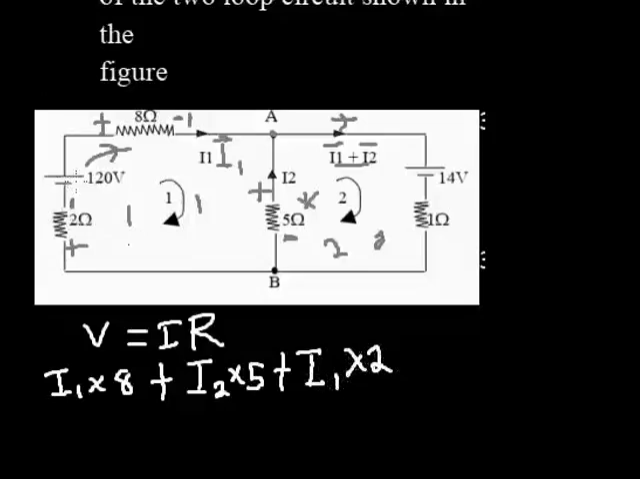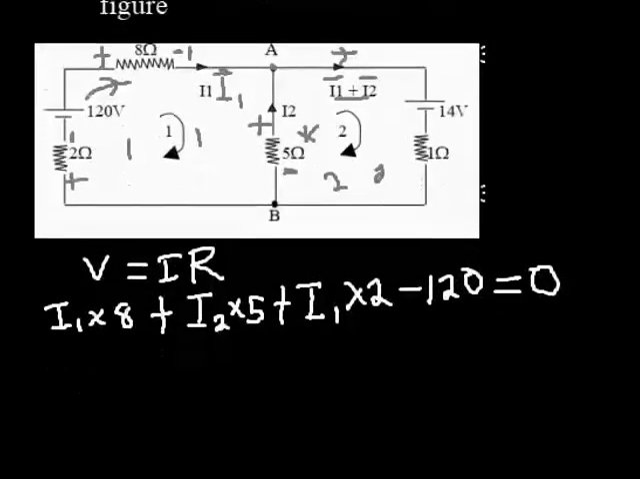Then I now encounter the voltage source. I encounter the negative part of the voltage source, so that's going to give me minus 120. Now, according to Kirchhoff, if I add the whole of these voltages, it should give me 0. So I'm done with loop 1, but let me evaluate that first.